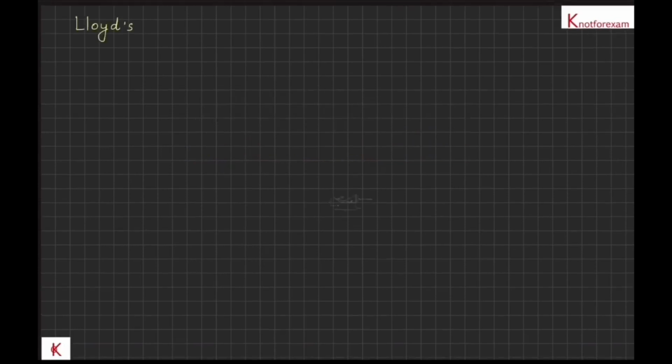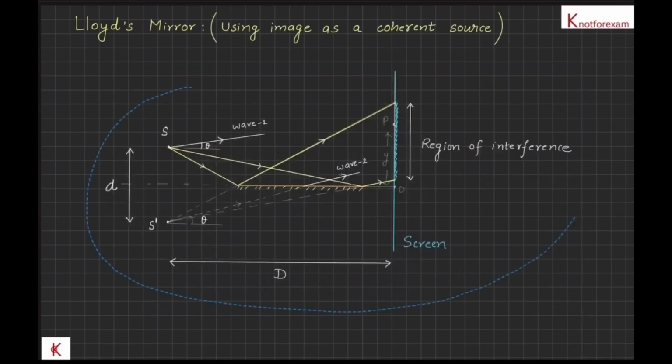We are going to talk about the Lloyd's mirror experiment to observe interference. In this setup, the image of a source by a mirror is used as a coherent source. As in the given figure, the source S and its image S' by the mirror behave as two coherent sources of light, and the interference pattern is observed on the screen where light from both sources S and S' is present.